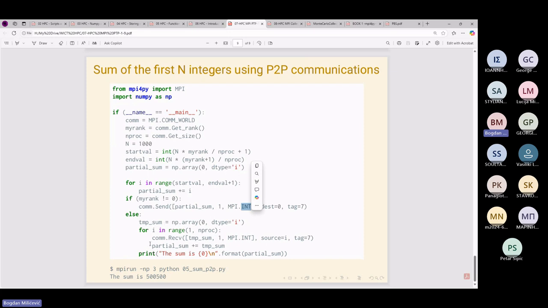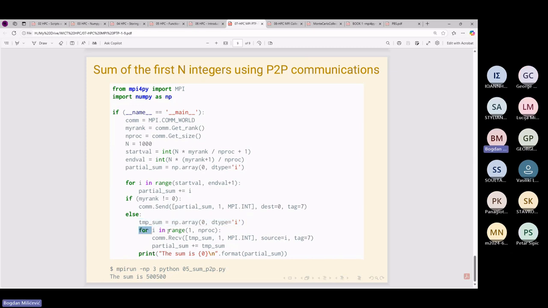On the other hand, if we are the zeroed process, we should accumulate all of these sums. So similarly as what we did before, we create a zero-dimensional array. We are asking everybody else to send us their partial sums. So we are receiving the temporary sum of the process in the index I. We're receiving just one value. That value is of type NPI integer. That, of course, matches the one that is being sent. And once we received the partial sum, we add it to our partial sum. Okay, and we will have a total sum once this loop finishes. Once this for command finishes, we have the total sum of all numbers.